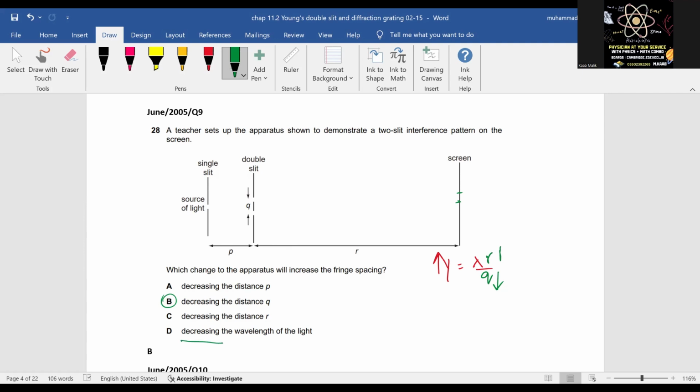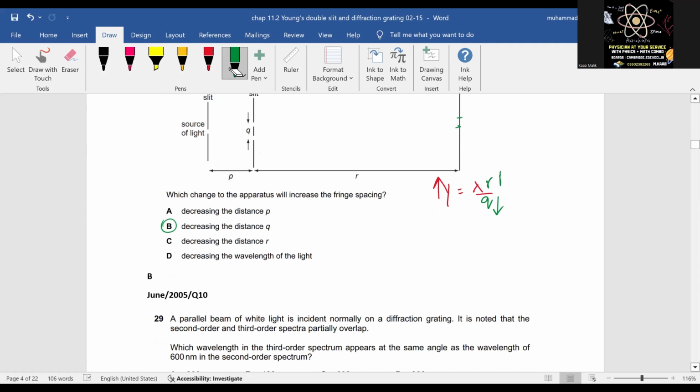Okay, you have to increase the light wavelength, you have to increase the distance r, or you have to decrease the distance q. Okay, so b. Fine.